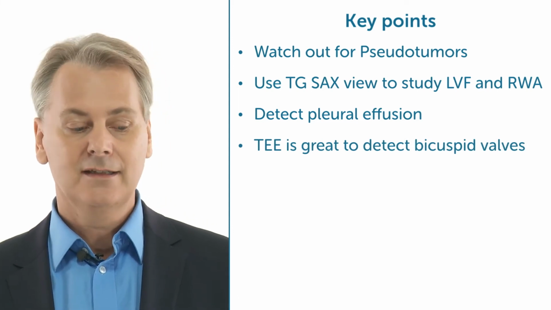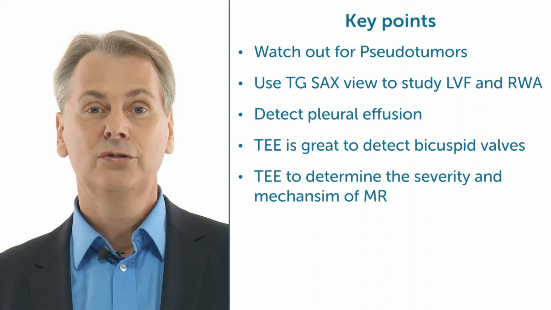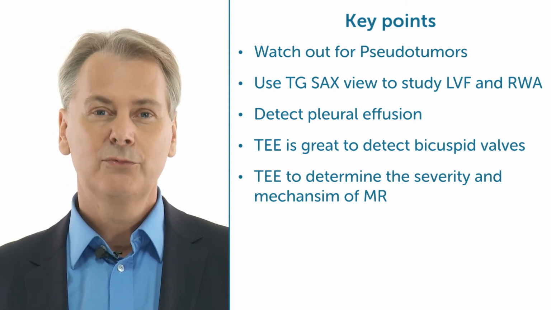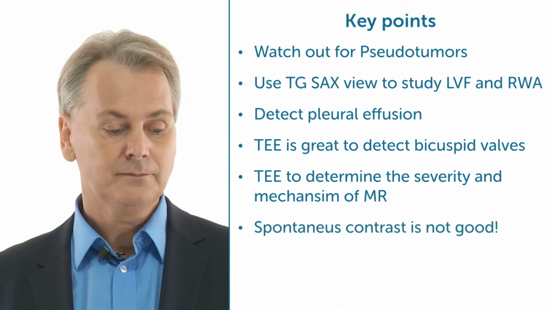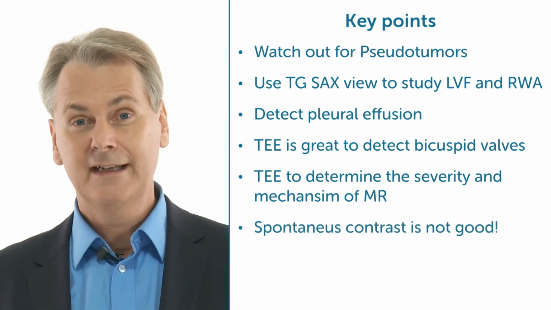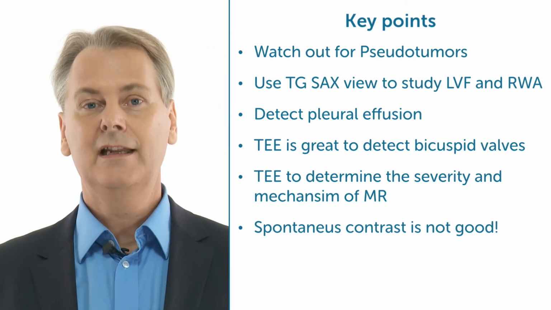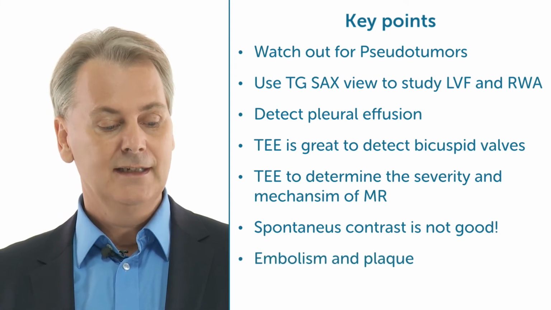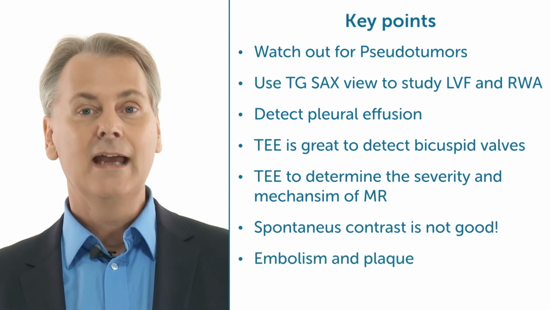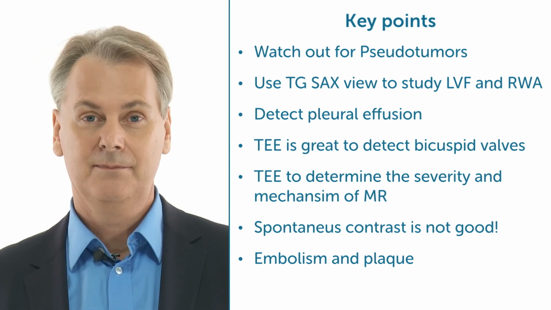TE is great to detect bicuspid valves, and TE is also very, very good to look at the mitral valve to determine whether or not mitral regurgitation is severe or not and what the problem is. Furthermore, spontaneous echocontrast is a problem, both in the left atrium or in the aorta or anywhere you see it. And then finally, don't forget that embolism can occur if you have plaques in the aorta or anywhere else.